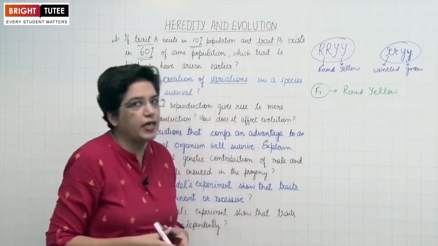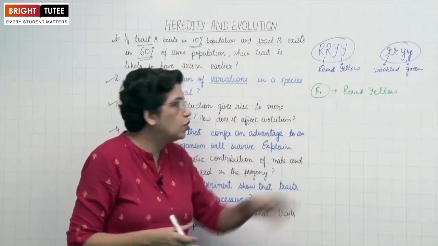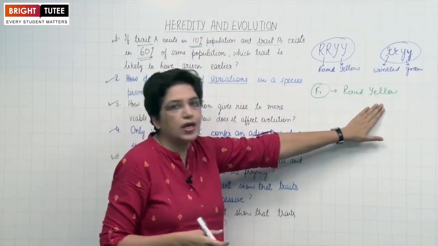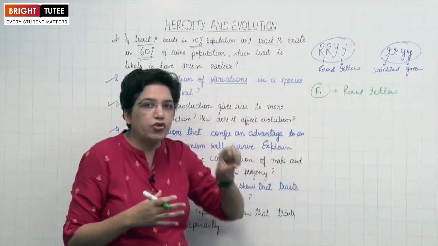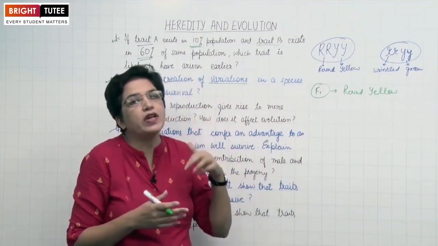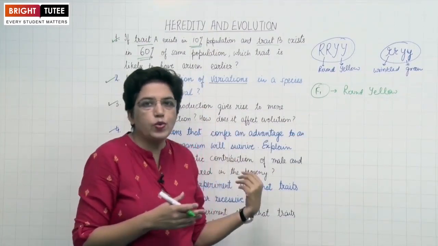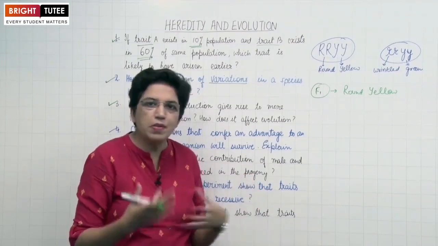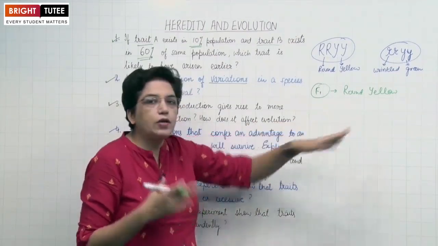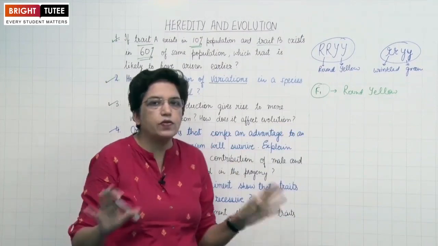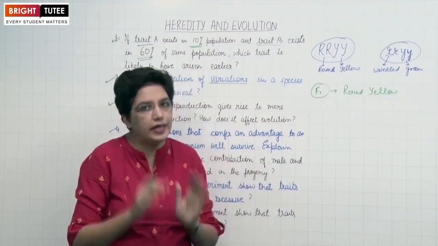So it was expected that all the plants will be round and yellow, because it was found that round seeds and the yellow color of the seeds, both these traits are dominant. So they were able to express themselves in the F1 generation, as we studied in monohybrid cross. Similarly, in F1, dominant genes will be able to express themselves. So all the seeds were found to be round and yellow.